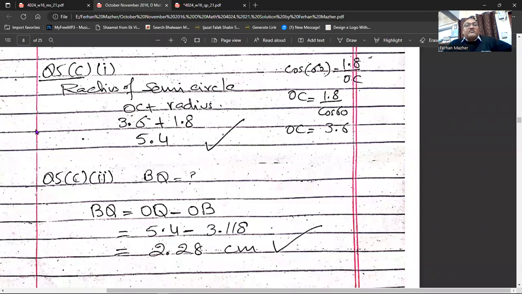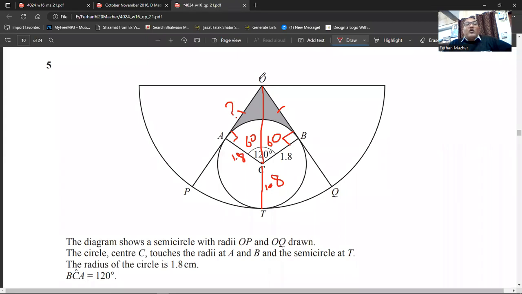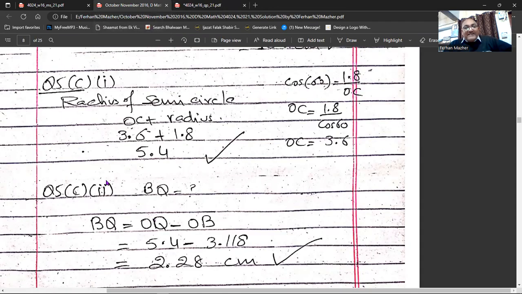So the cos of the 60 will be 1.8 divided by the OC. OC is the hypotenuse. So OC will be equal to 1.8 divided by cos 60, and that will be 3.6. So that means O to C is 3.6. From C to T is 1.8. If I add both these, I will get the radius OT of the big semicircle.